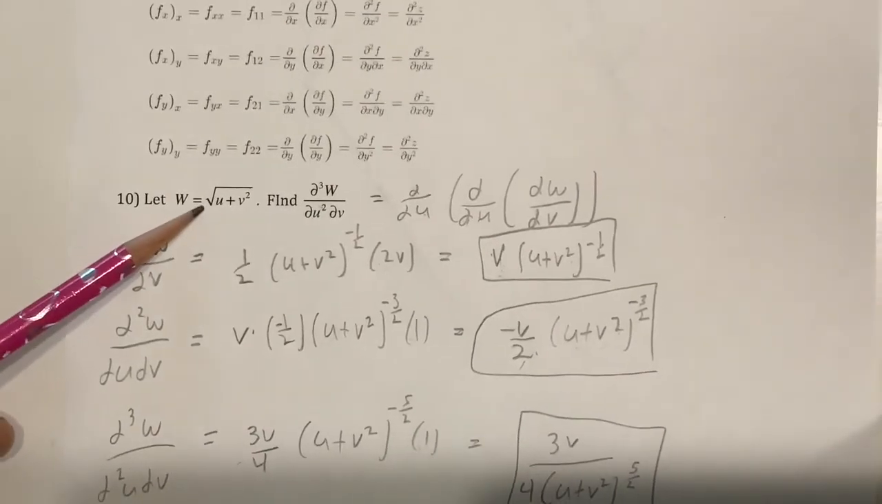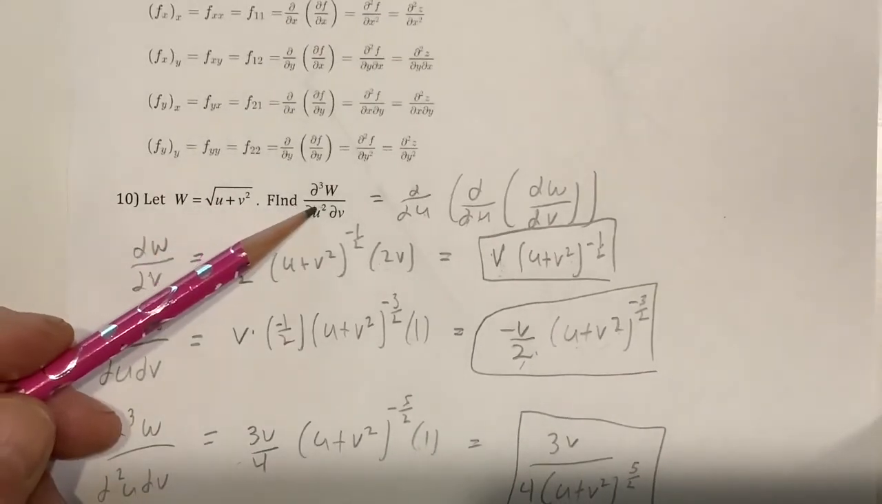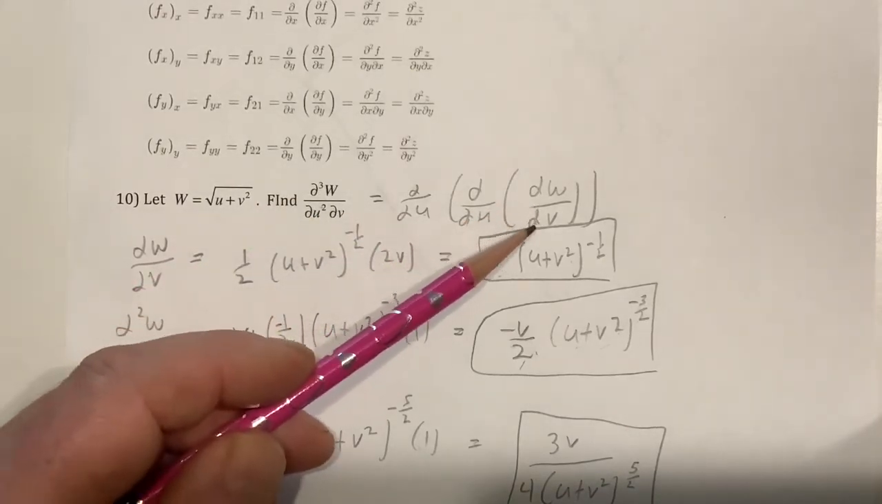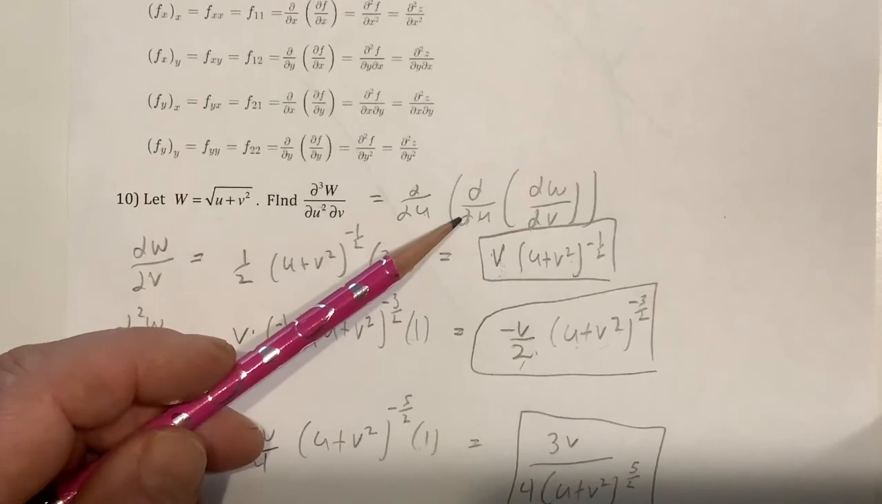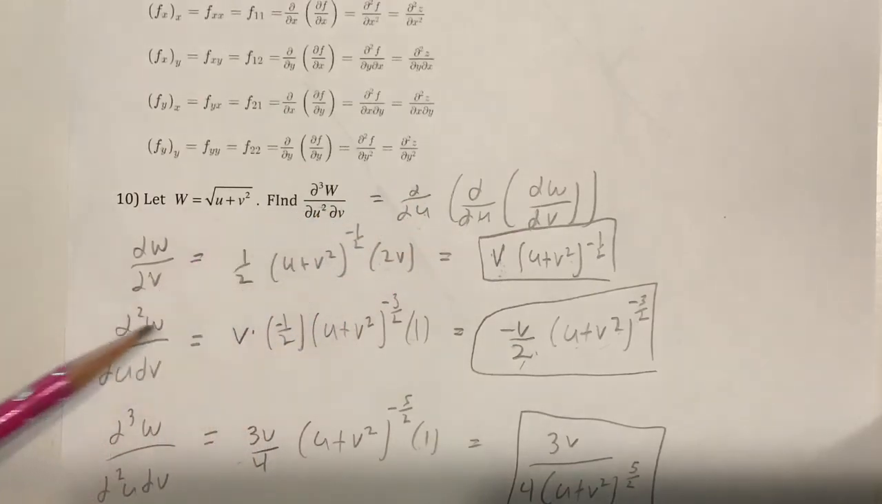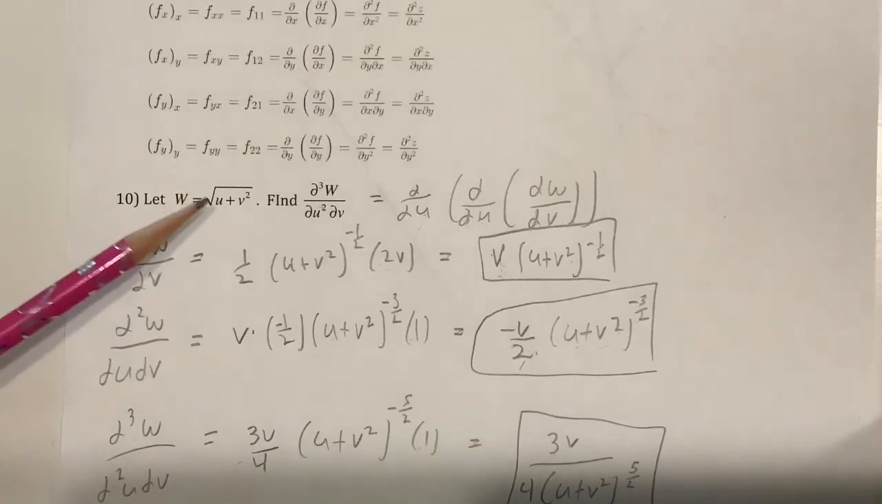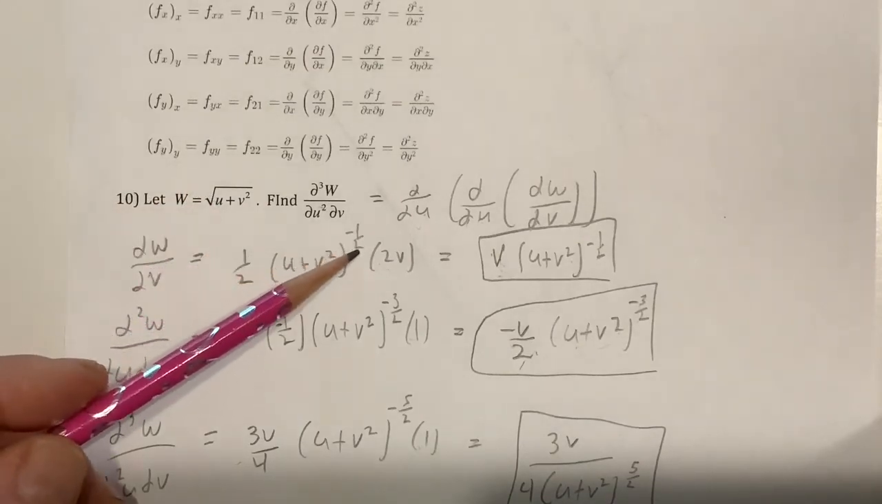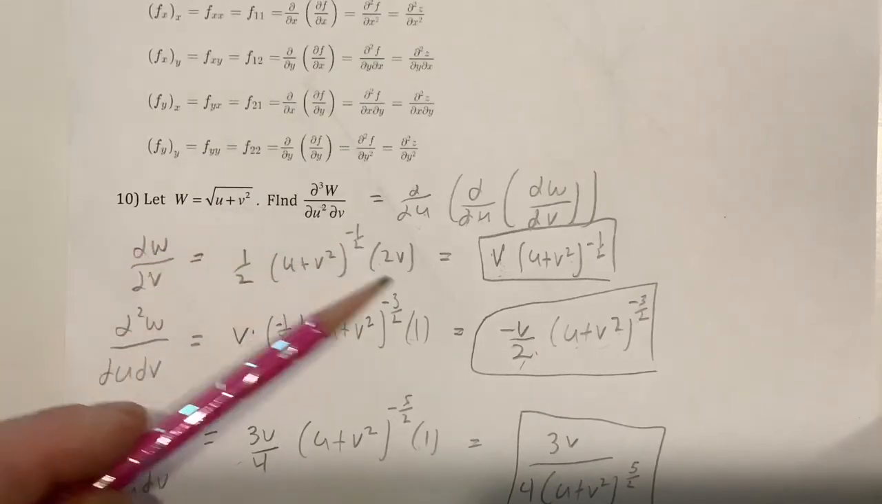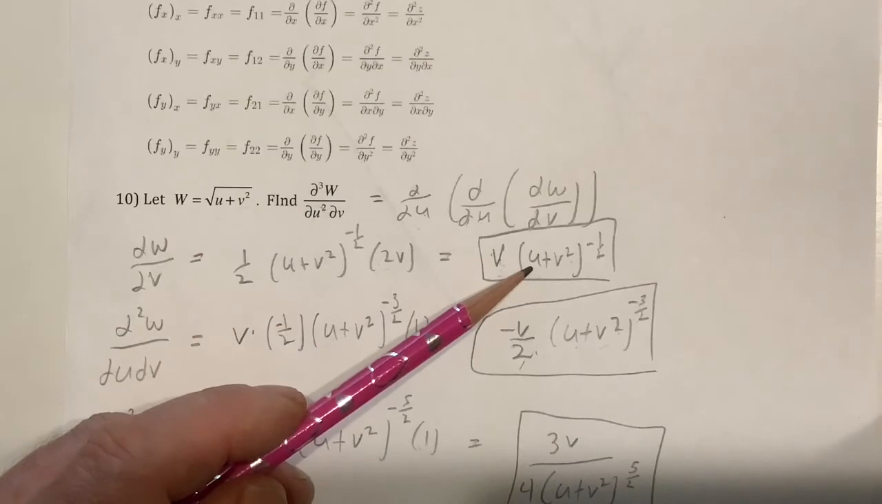Here's my function, and I want to find this. This is actually, you first take the derivative with respect to v, then you take the derivative of that with respect to u, then you take the derivative of that with respect to u. That's what this means. So here we go. What's the derivative of this with respect to v? This is to the 1/2 power, so it's 1/2 this expression to the -1/2 times the derivative of what's inside with respect to v. That'd give you a 2v, wouldn't it? So there you go. That's dw dv.